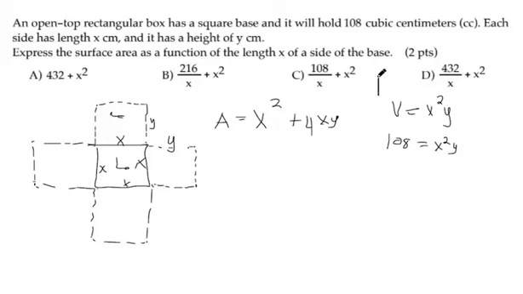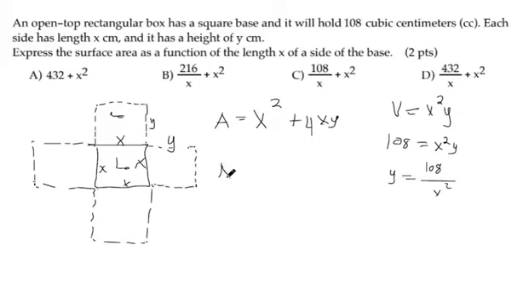Okay, so the reason why this second equation is going to help us is because we can solve for y in terms of x. And then we can replace our surface area equation with what y is supposed to be. So divide x squared from both sides, and you'll get y equals 108 divided by x squared.